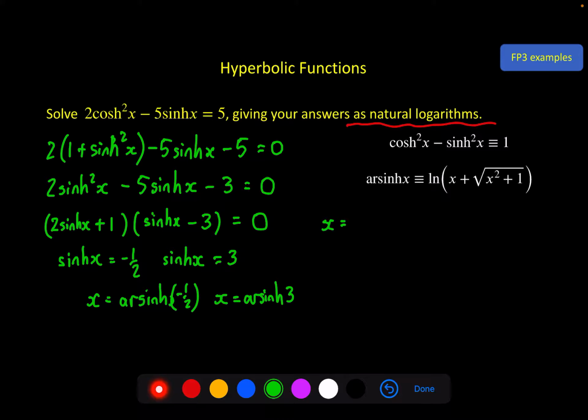So that x is equal to natural logarithm of minus a half plus the square root of minus a half squared is a quarter plus 1. Or x is equal to the natural logarithm of 3 plus the square root of 3 squared is 9 plus 1 is 10, square root of 10. Now the one on the right is just about as tidy as I can make it, but I can make the one on the left a little tidier.